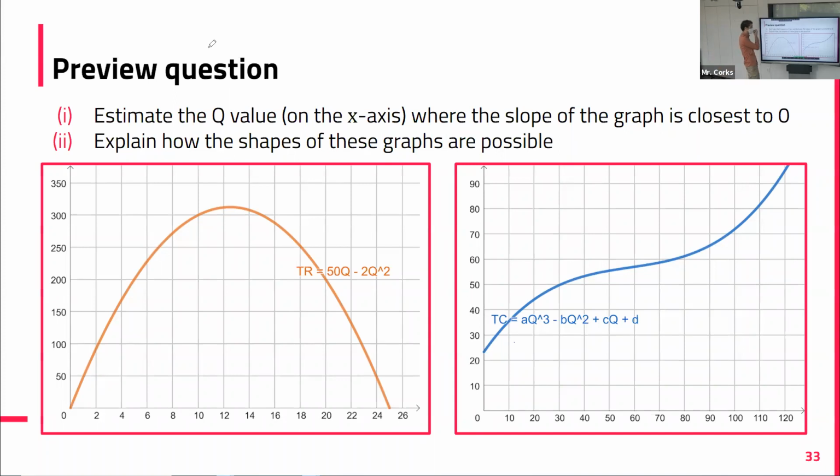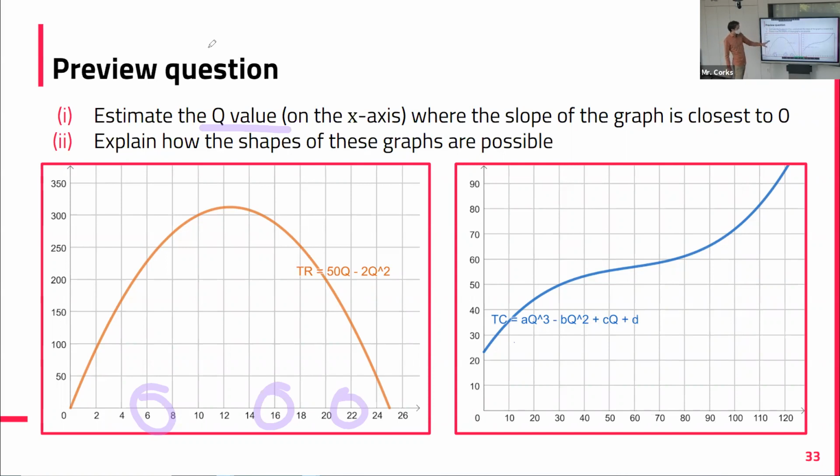So I want you to look at these and try to just, again, visually recognizing a slope. For each of these, where is the slope closest to 0? So look at the x-axis, and tell me the number on the x-axis, whatever it is, where the slope of this total revenue one is closest to 0, and the slope of this total cost one is closest to 0. So you can write that for the homework. And the second thing, so that's visually recognizing slopes.